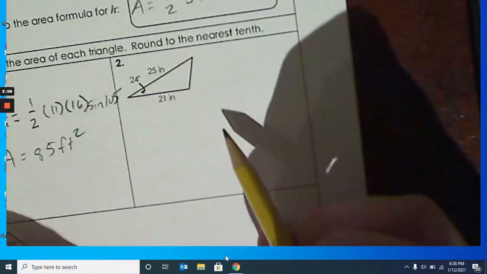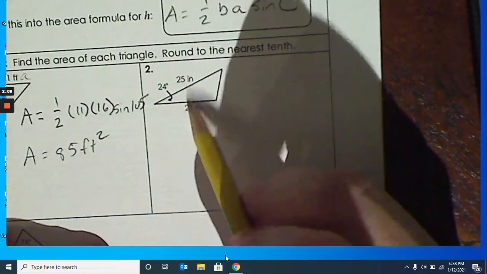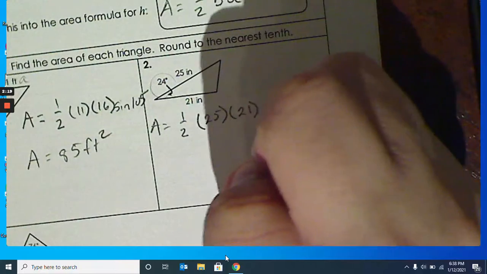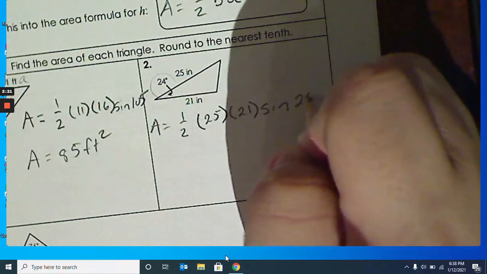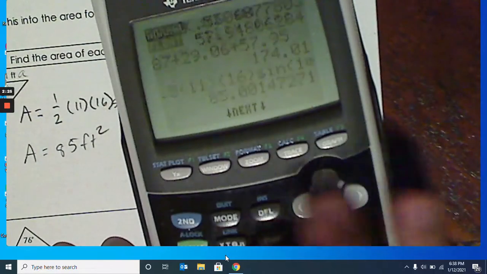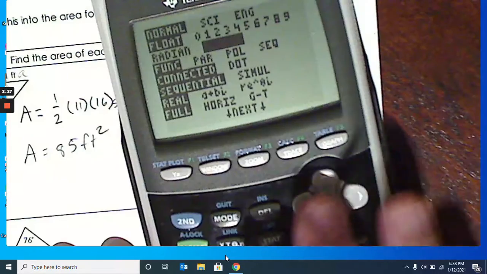Okay. Number 2, side angle side. I have my included angle here at 24. So I want to do the area. That's 1/2 A, which we call 25, B, which we call 21, sine of the included angle of 24 degrees. Make sure your calculator, I should have mentioned earlier, is in degree mode to do this.